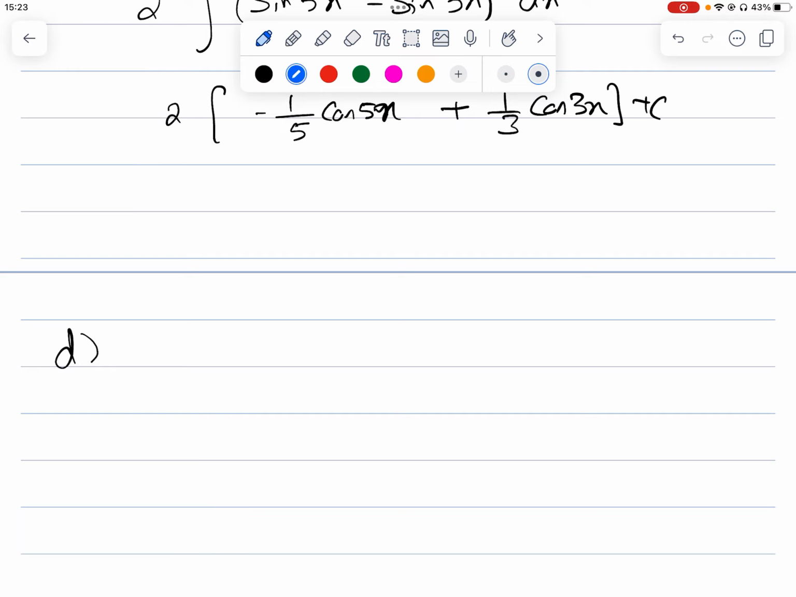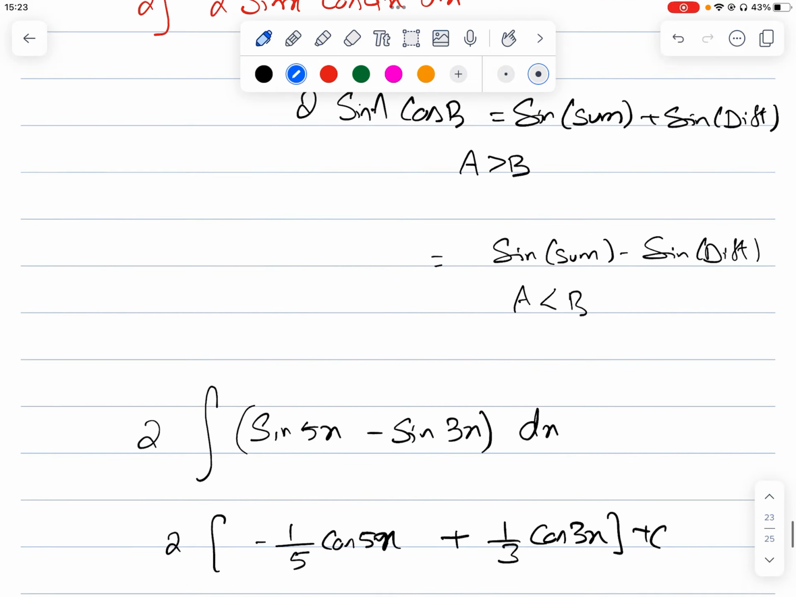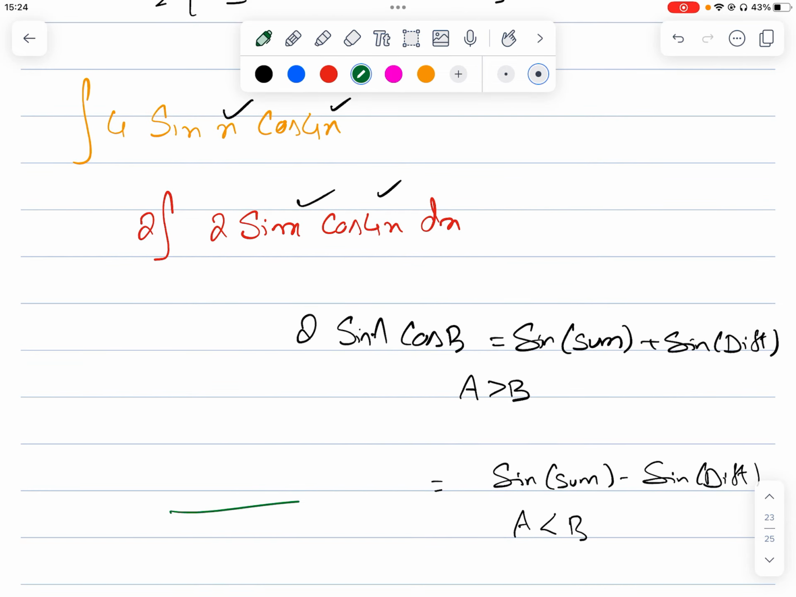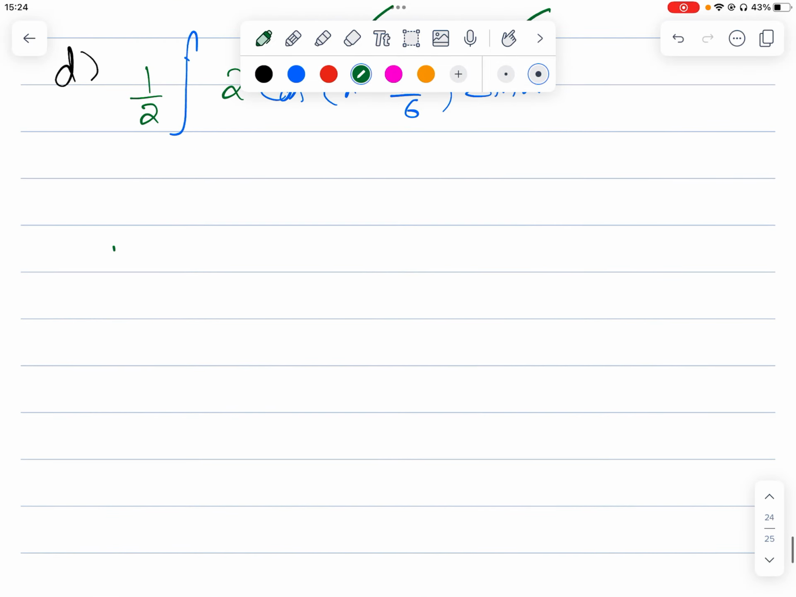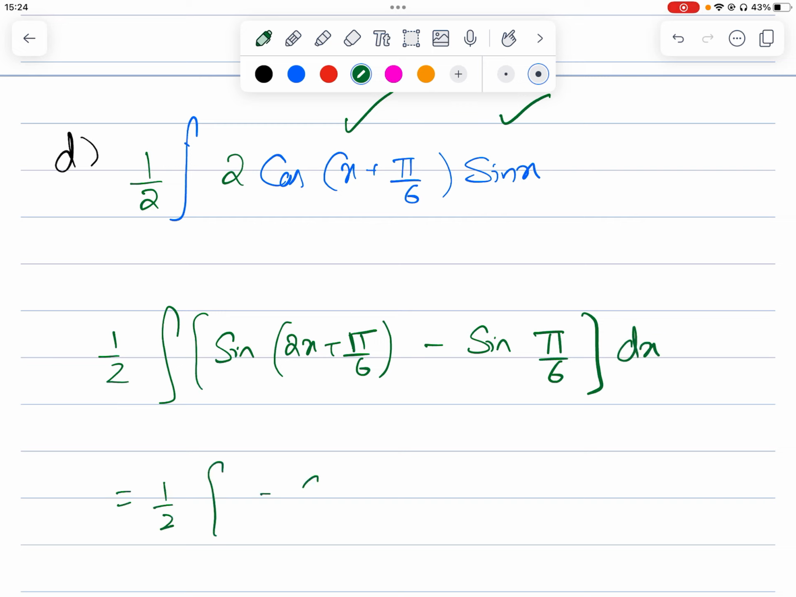Finally, part D. Cos x plus pi by 6 sin x. Clearly we can see that cos is the greater angle and sine is the smaller angle. So multiply and divide by 2. If cos is having the greater angle, sine sum minus sine difference. So 1 upon 2 sine sum of the angles, x plus pi by 6 plus x is 2x plus pi by 6, minus sine difference of the angles, x plus pi by 6 minus x is pi by 6, dx. So 1 upon 2, the integral of sine is negative cos of 2x plus pi by 6 by 2.